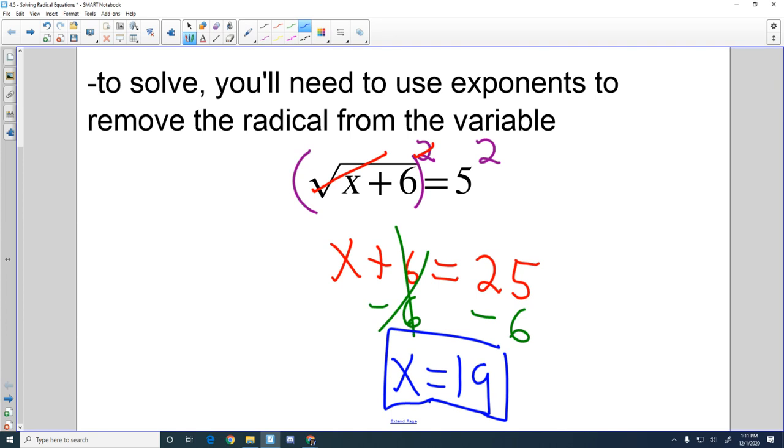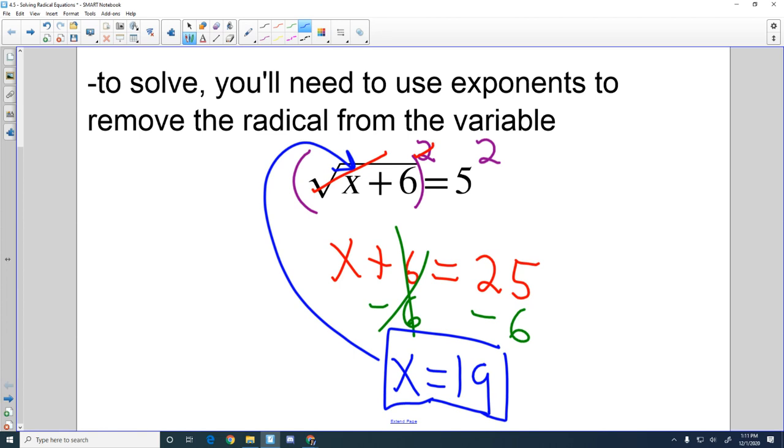Does anybody remember what an extraneous solution was? You're trying to forget them. Those are sometimes answers that you get that, if you plug them back into the problem, don't work. But real quick, you probably do this in your head. If I plugged a 19 back in for x, would the left side equal 5?